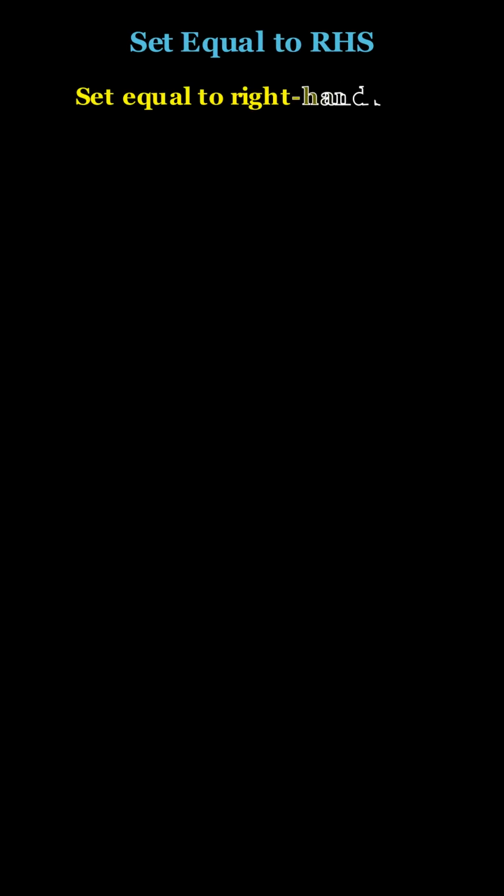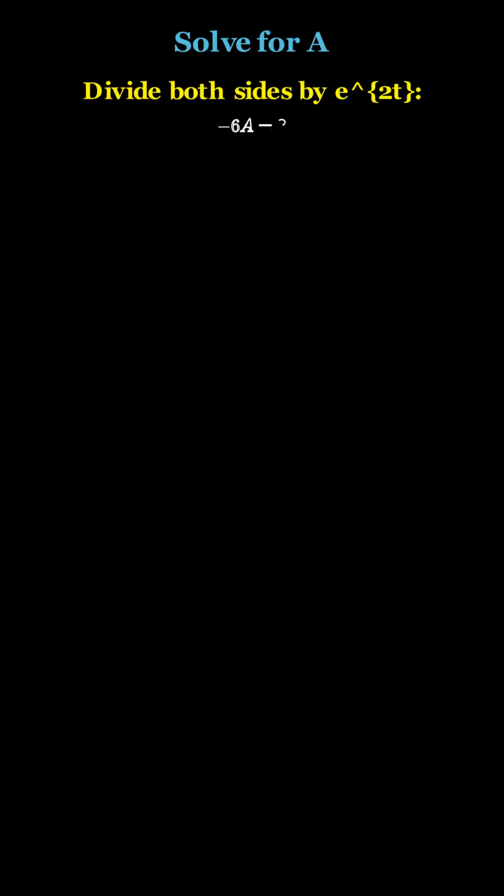We set this equal to the right-hand side. -6A e^(2t) = 3e^(2t). Since e^(2t) is never 0, we can divide both sides by e^(2t), giving us -6A = 3. Solving for A, we get A = -1/2. Therefore, our particular solution is y(t) = -1/2 e^(2t).